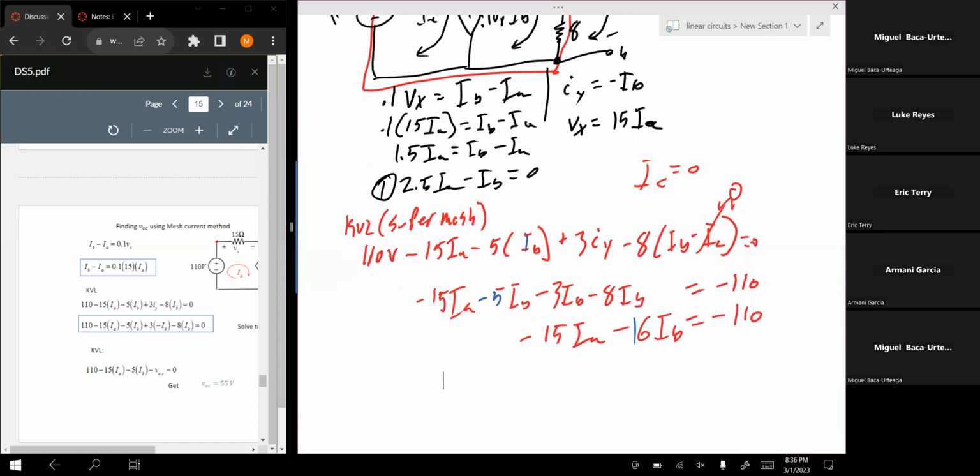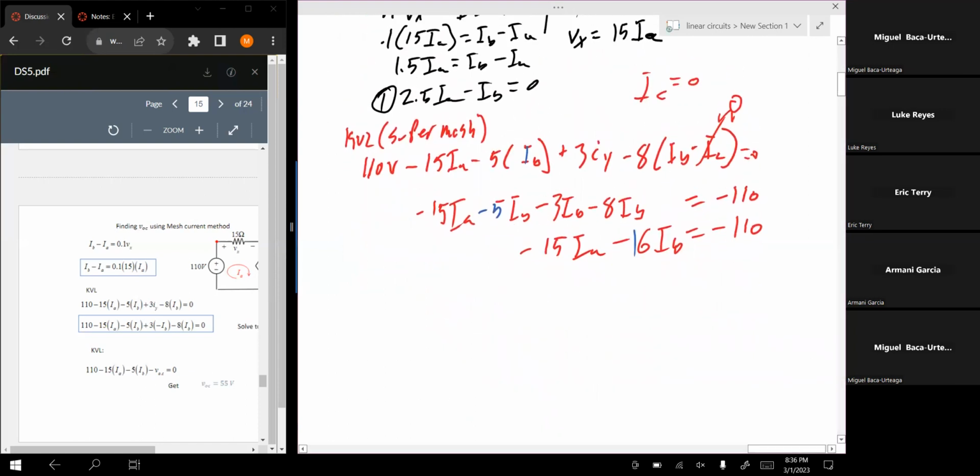Should we just do a mini matrix? Oh wait, we can't. No, we can. It would be a 2x2. Yeah, we should probably just do a mini matrix. That would probably be easiest. Go for it. I'm going to try and do it by hand. Okay.